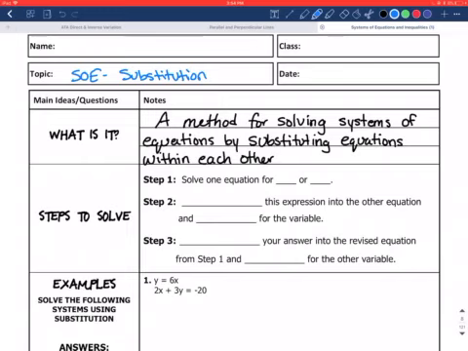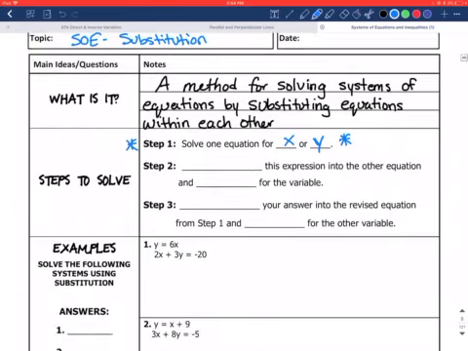All right, so substitution is a method for solving systems of equations by substituting equations within each other. So the very first thing we're going to do is solve for x or y. Now, I really want you to understand that it does not matter which one you solve for, but there will be an easier way. Okay, so I'll show you a little later on. We might solve for y for most of this worksheet, but then solving for x might be so much easier for another problem. So we're going to do that, whichever one works, x or y.